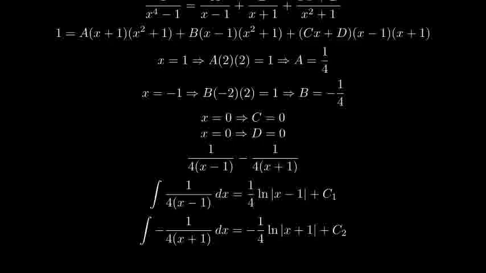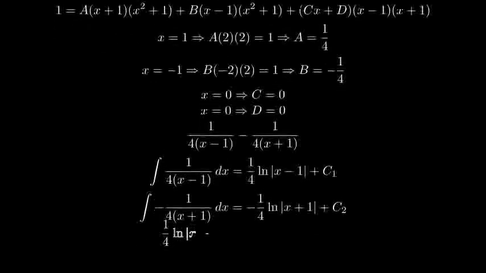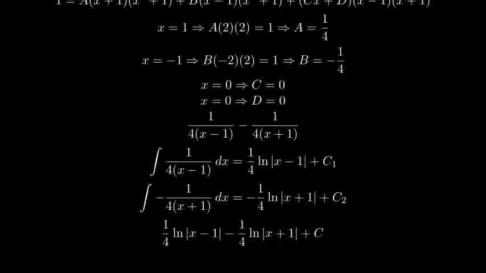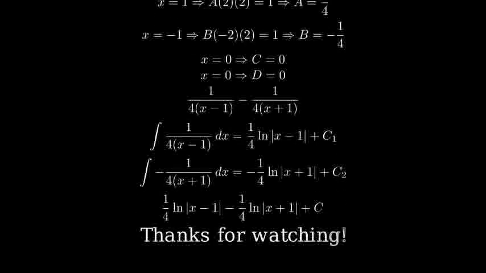Now, we combine these integrals to get the final result. Our final solution is 1/4 natural log absolute value of x minus 1 minus 1/4 natural log absolute value of x plus 1 plus an overall constant C. And there you have it, the indefinite integral of 1 over x to the fourth minus 1 dx, decomposed into partial fractions and solved step by step.